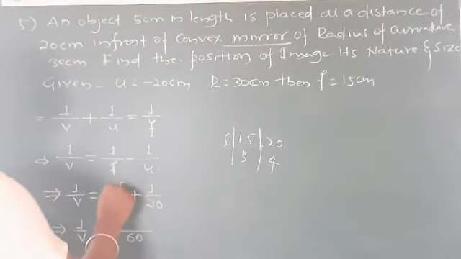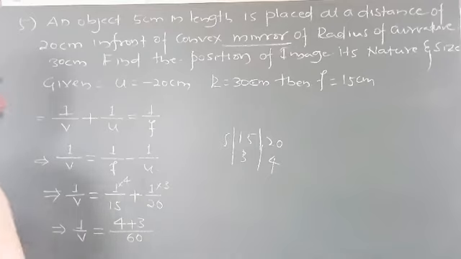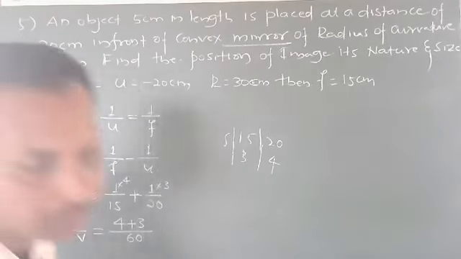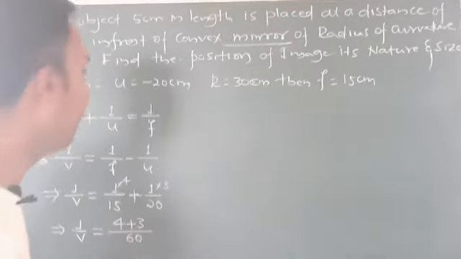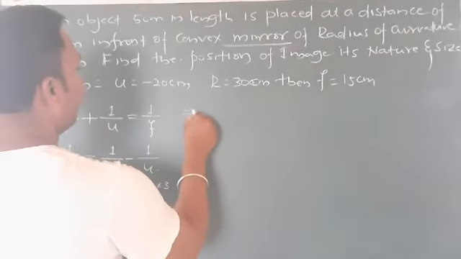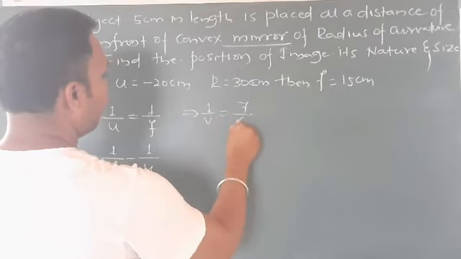Okay, how much is it? We can say 15 4s are 60 and this is 3s are 60. So this is 4 plus 3, both are what here? Positive. Okay, now next, I'll write here 1 by v is equal to 7 by 60.